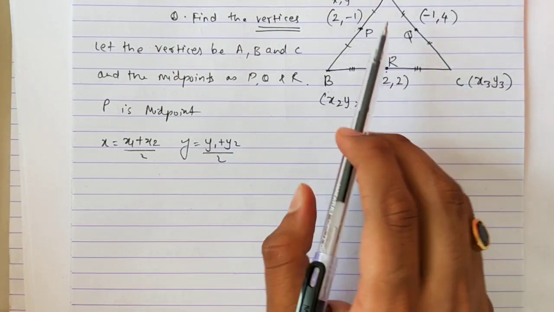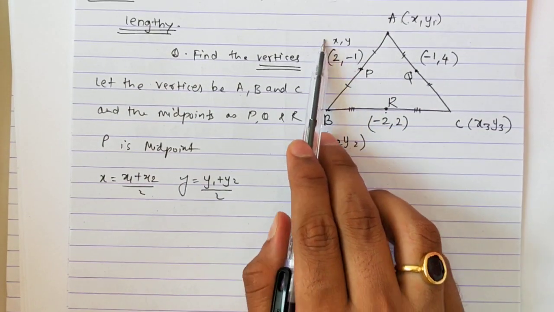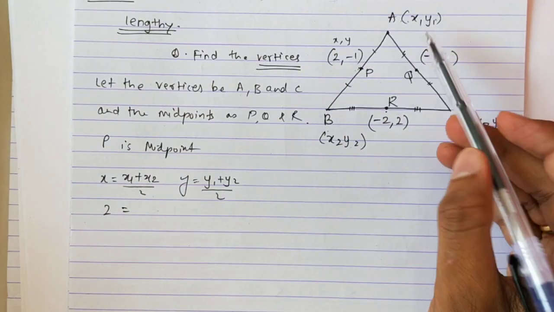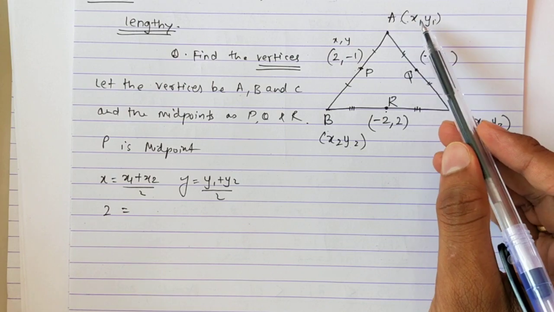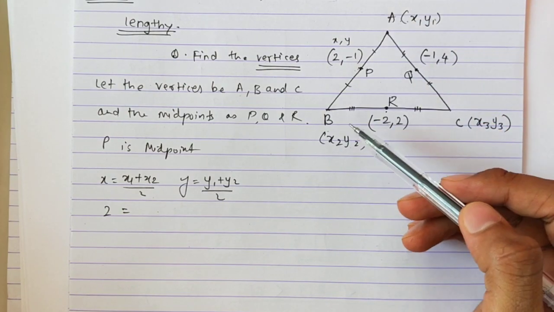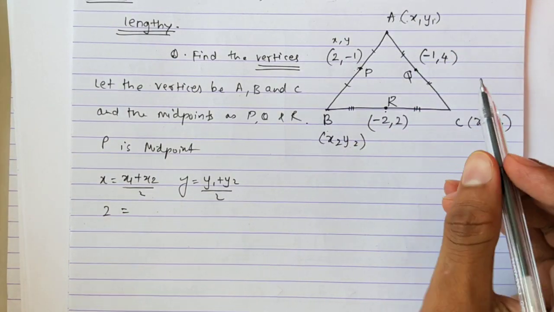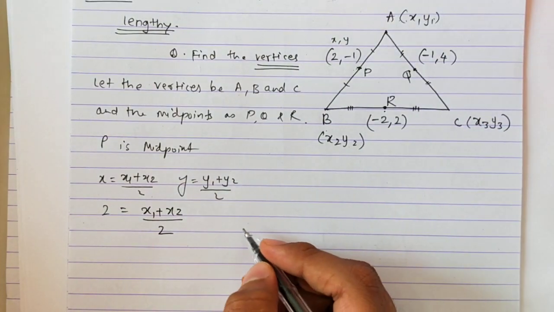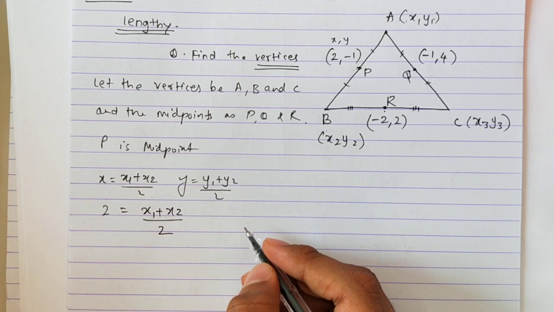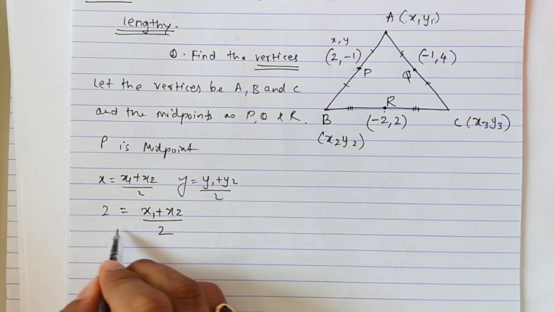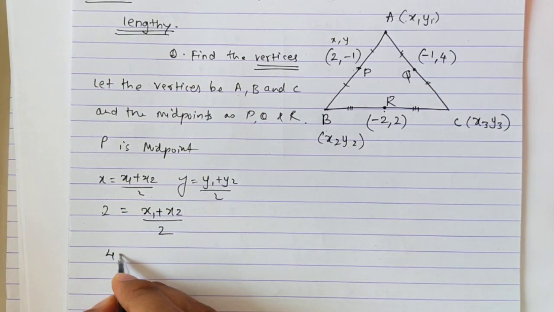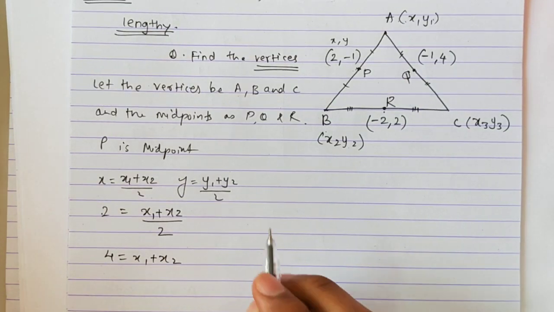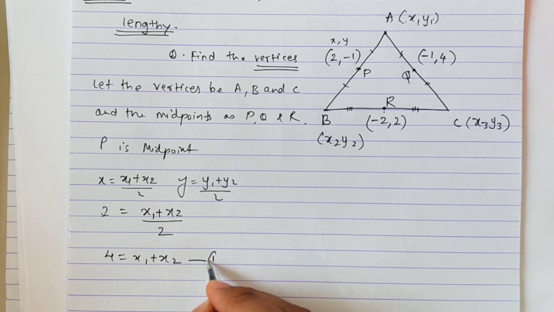So x, now here x is 2. So 2 is equal to (x1 + x2) upon 2. Do we know x1? No. Do we know x2? No. Both the values are not known, so let's keep them as x1 and x2. This 2 will get multiplied with this 2, and you will get 4 is equal to x1 + x2. Let's name this equation as 1.